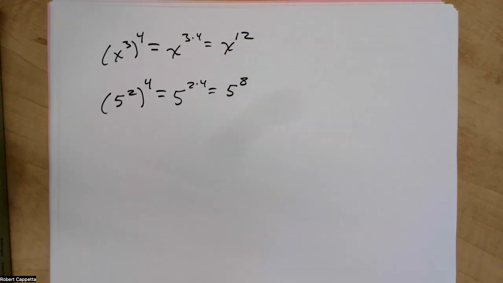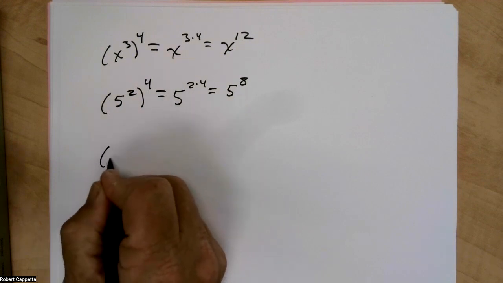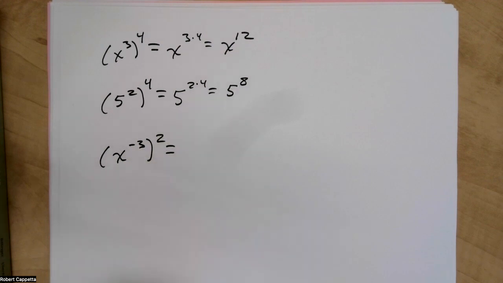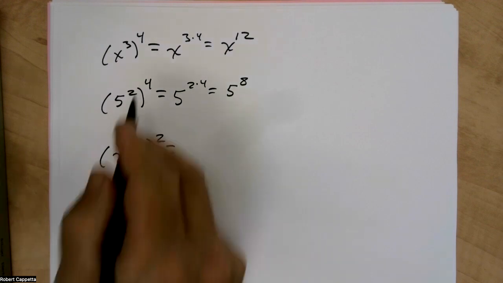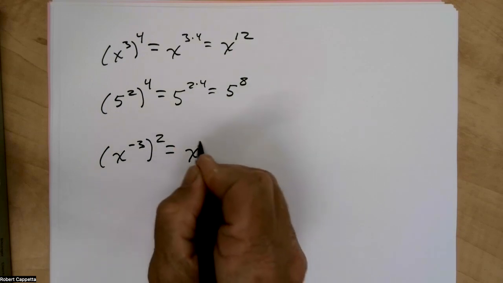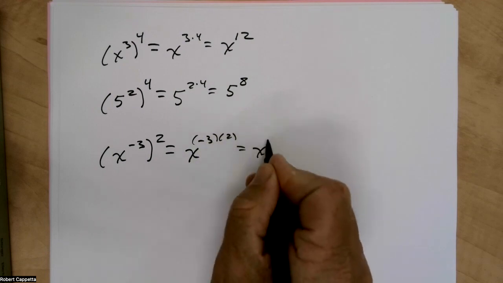But the same thing kind of works with negative exponents. If I have x to the negative 3 to the second power, what's going to happen there? You'll notice we multiplied the exponents here. The same thing is going to happen here. It's going to be x to the negative 3 times 2, which is x to the negative 6.